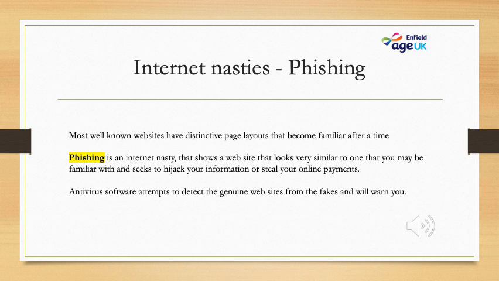The other common one is called phishing, and it's not the kind that involves a rod and a line. Most well-known websites have distinctive page layouts that become familiar to you after a time. Phishing is an internet nasty that displays a website that looks very similar to the ones that you have visited, and it seeks to hijack your information or steal your online payments. Antivirus software attempts to detect genuine websites from the fakes and will warn you.